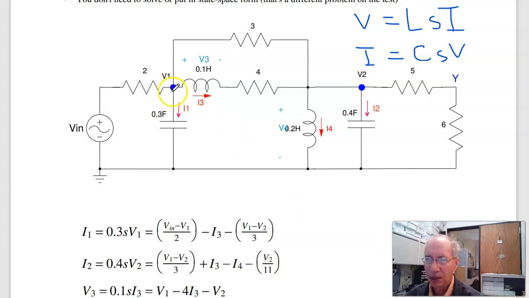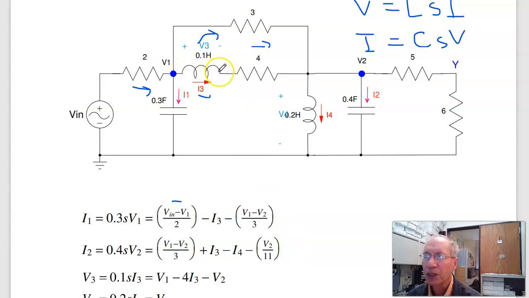That's the current, which is Vn minus V1 over 2, this term, minus I3, minus this current, which is V1 minus V2 over 3. That's C dV/dt. Second capacitor, I2 is C dV/dt. That current is the current in, I3, minus I4, plus V1 minus V2 over 3, minus V2 over 11.